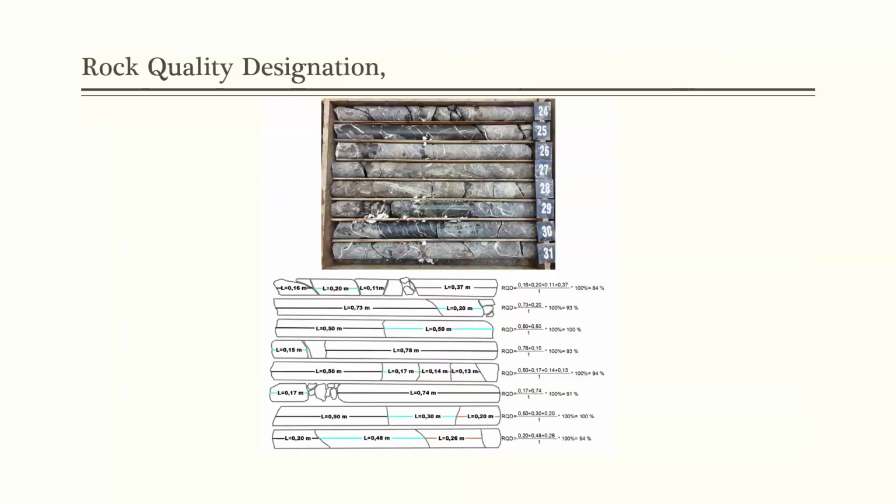And the rock quality designation. This is defined as the percentage of the length of intact rock pieces longer than 10 centimeters obtained from a borehole relative to the total length of the borehole. So the rock quality designation calculation involves measuring the length of the intact core pieces obtained from a borehole and adding the length of all pieces longer than 10 centimeters.